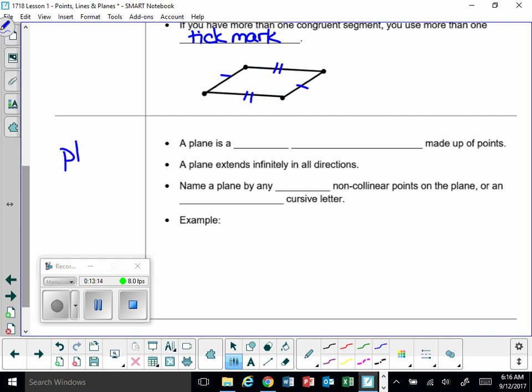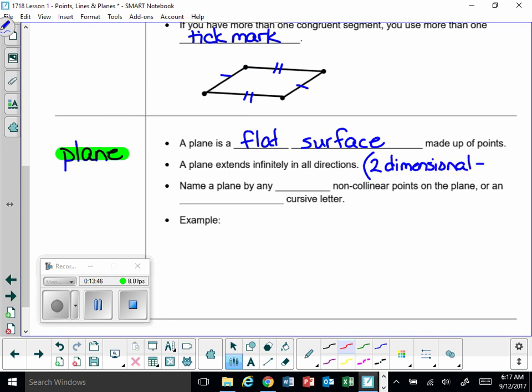Next up, we have a plane. A plane is a flat surface made up of points. Everything we've talked about today is made up of points. A plane extends infinitely in all directions, and I'm going to say it's two-dimensional. No depth. Okay, it's flat. So it's got length and width, and it technically goes on and on and on forever.